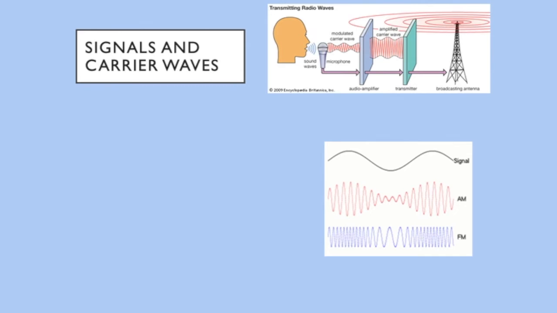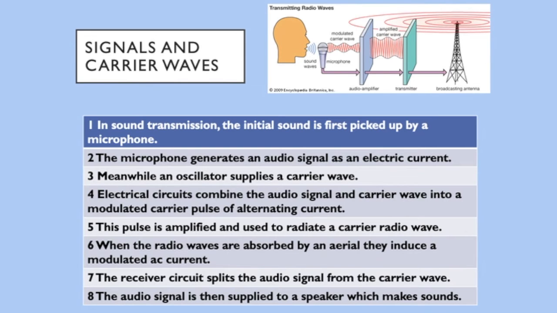So how can we actually make different signals and make radio waves carry different things? In sound transmission, the initial sound is first picked up by a microphone. The microphone generates an audio signal as an electric current. Meanwhile, an oscillator supplies a carrier wave. Electrical circuits combine the audio signal and carrier wave into a modulated carrier pulse of alternating current. This pulse is amplified and used to create a carrier radio wave.